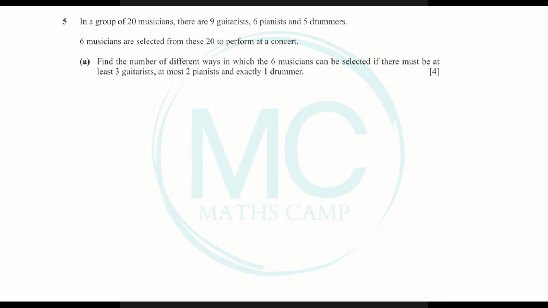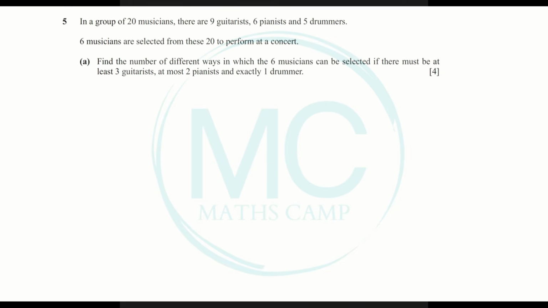Question 5 says, in a group of 20 musicians, there are 9 guitarists, 6 pianists, and 5 drummers. 6 musicians are selected from these 20 to perform at a concert. Part A, find the number of different ways in which the 6 musicians can be selected if there must be at least 3 guitarists, at most 2 pianists, and exactly 1 drummer.